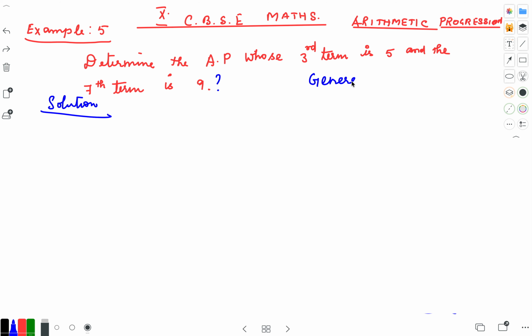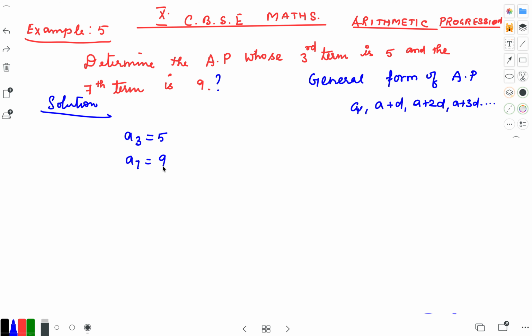The general form of an AP is A, A plus D, A plus 2D, A plus 3D, etc. Right? Then the third term is 5, that is A3 equal to 5, and A7 equal to 9. What is the AN formula? AN equal to A plus n minus 1 into D, to find the nth term. From this formula.